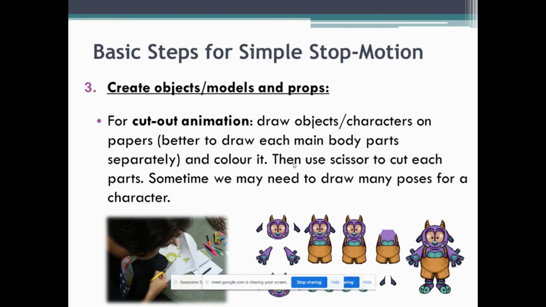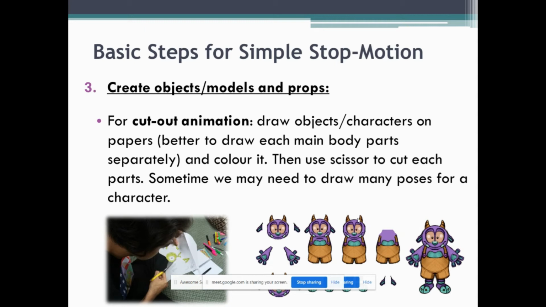For cutout, you need to draw objects or character on a paper. Okay, and but better for you to draw each main body part separately lah, macam ni kan. For this character, you will have this different part of the body separate. You separate the body part and then you cut and you combine it. But it depend on what movement that you want to make for that character lah.